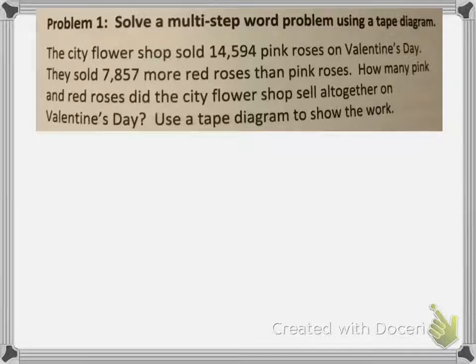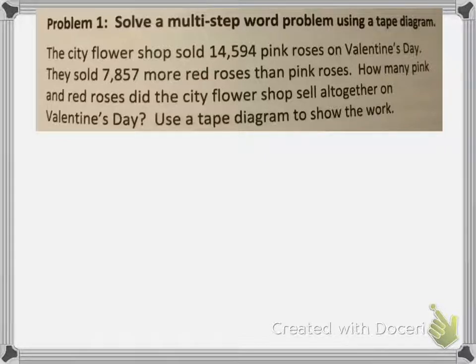The city flower shop sold 14,594 pink roses on Valentine's Day. They sold 7,857 more red roses than pink roses. How many pink and red roses did the city flower shop sell all together on Valentine's Day? Use a tape diagram. All right, going back to the word problem, let's start with the first sentence.